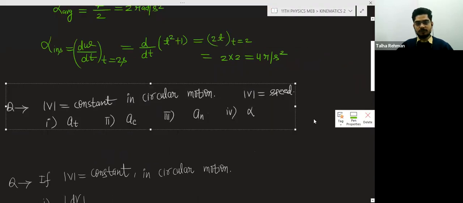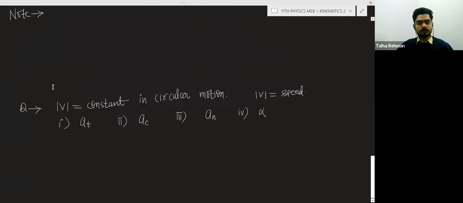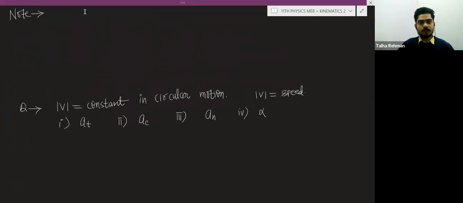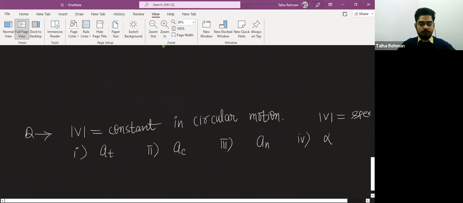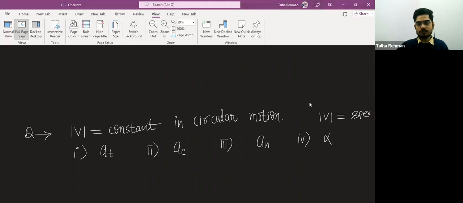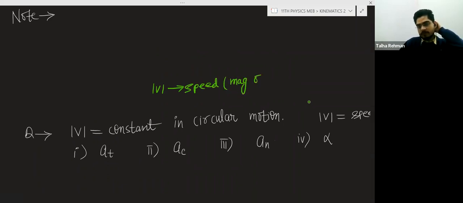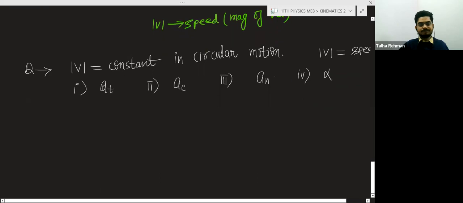Okay, so this question we will solve. So mod v means speed. Remember, speed means magnitude of velocity. Magnitude of velocity. So this is the question.